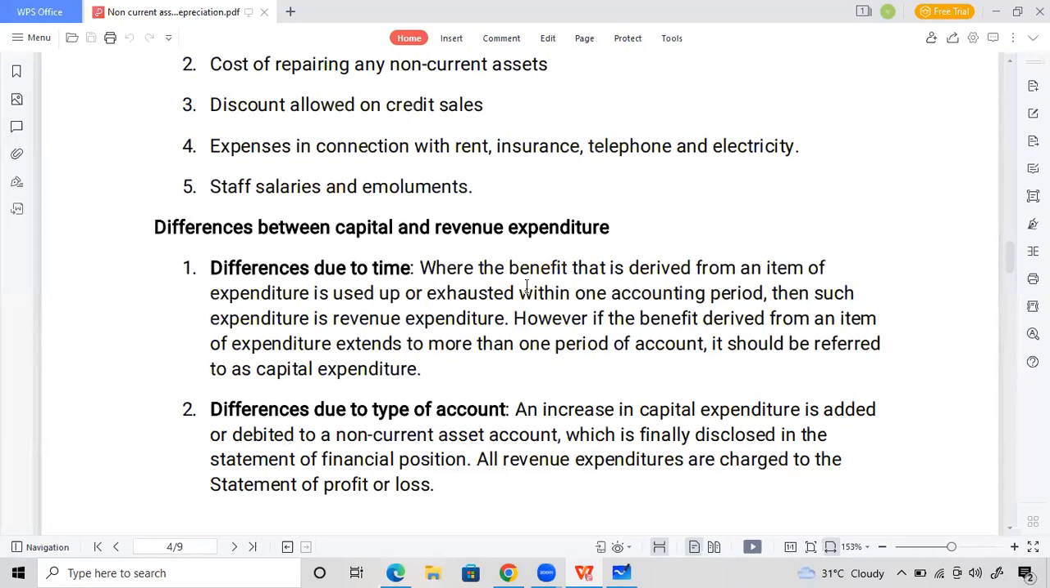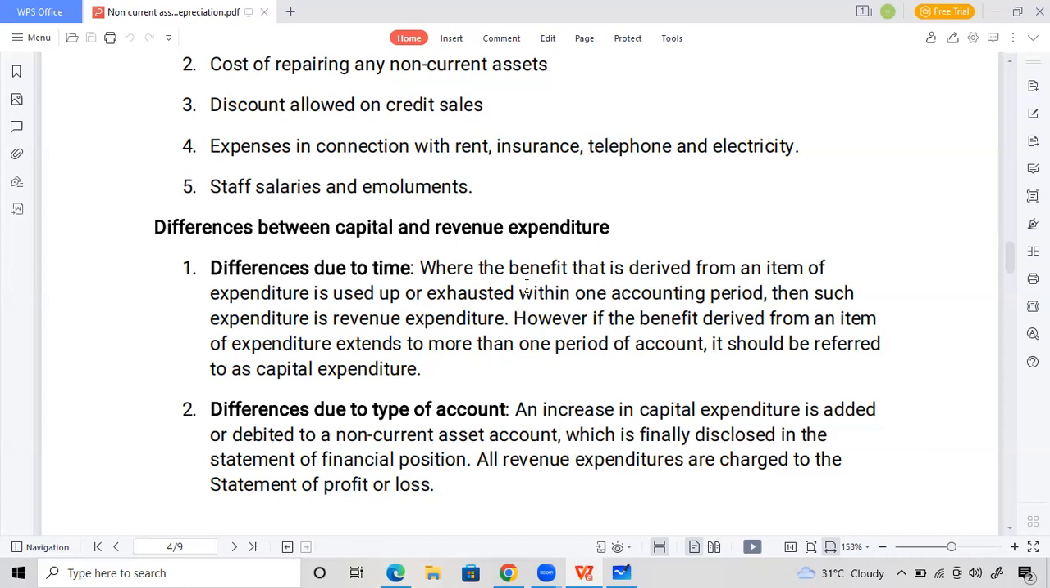But for capital expenditure, their benefit is more than one accounting period. Don't forget, the benefit of revenue expenditure is only one accounting period, but the benefit of incurring capital expenditure is more than one accounting period.